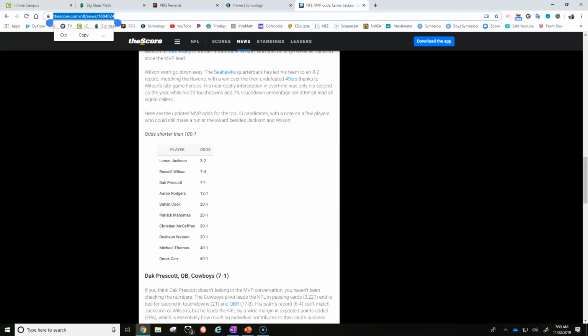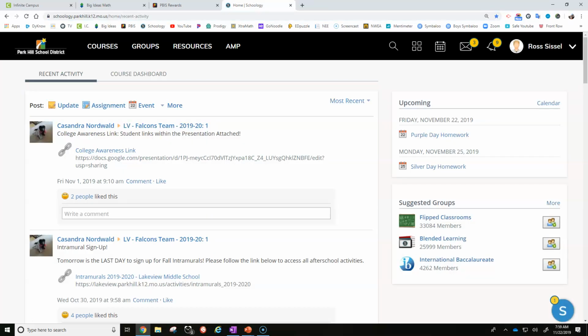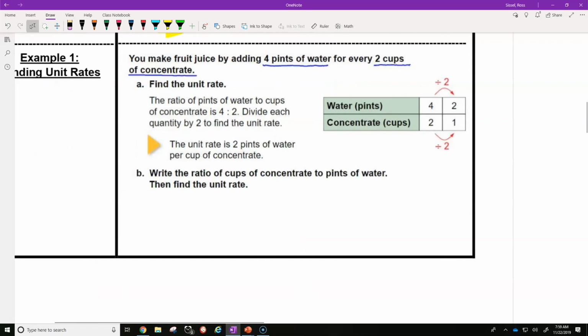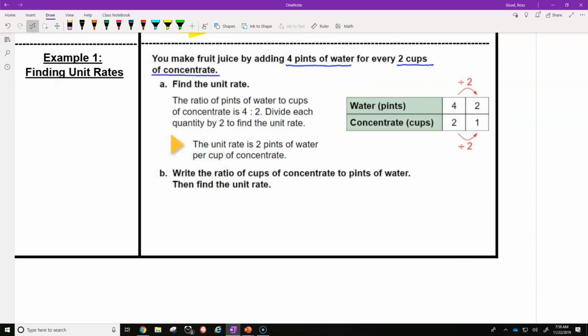I'll give you an example when we start something. You'll see. All right, let's do this on our notes. I want you to go to example 1. We don't have a lot of notes to do, which is awesome because we'll get some activities in. It says, finding unit rates.